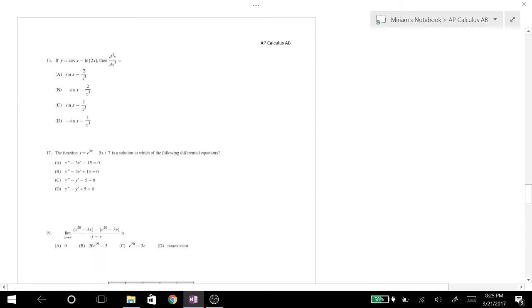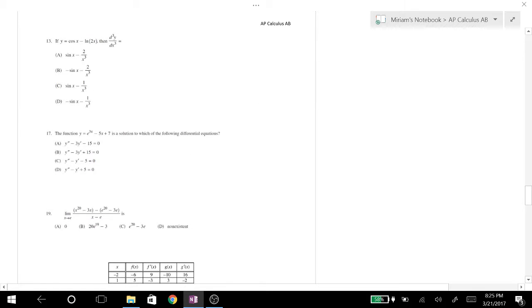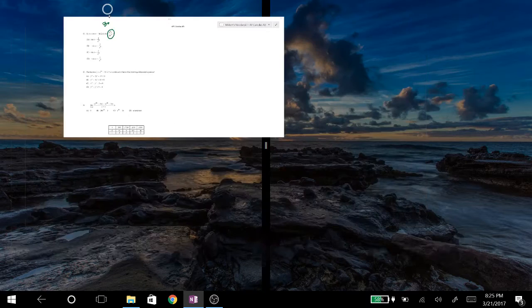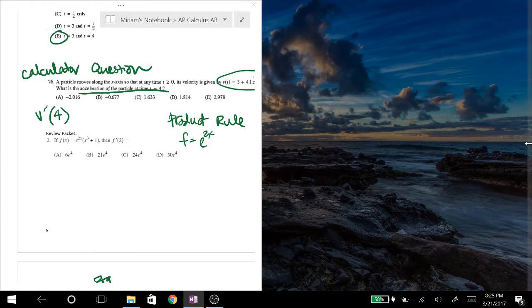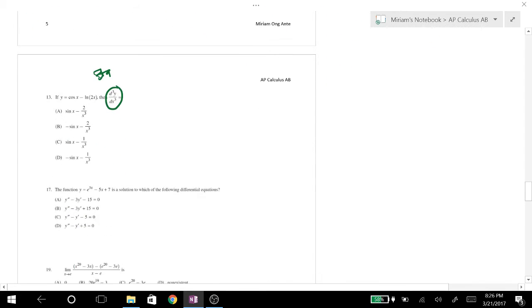Number 13, it's the same. They want you to get the derivative. However, you need to get the third derivative here. I want you to get the third derivative, okay?